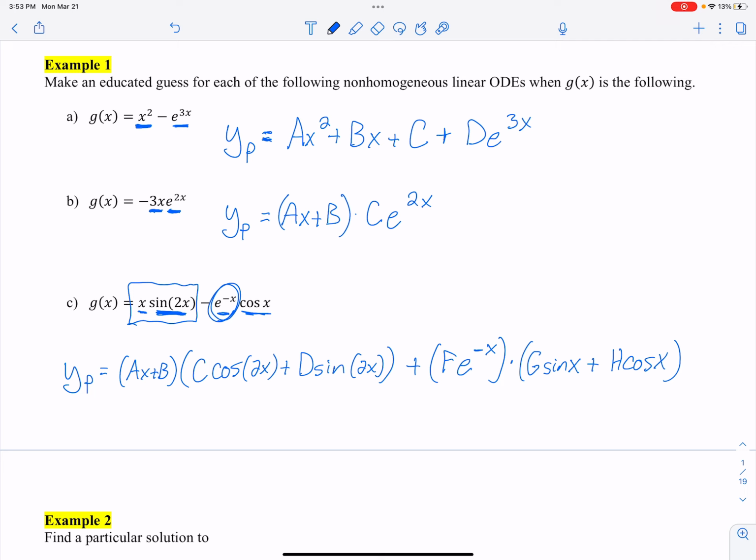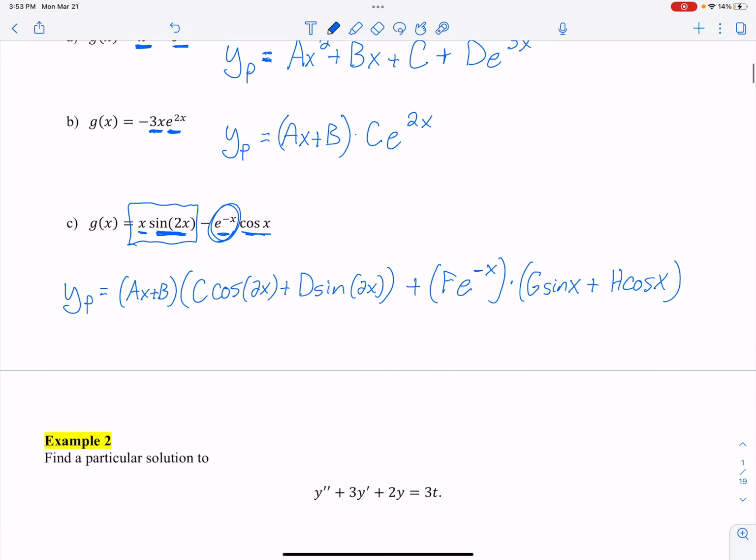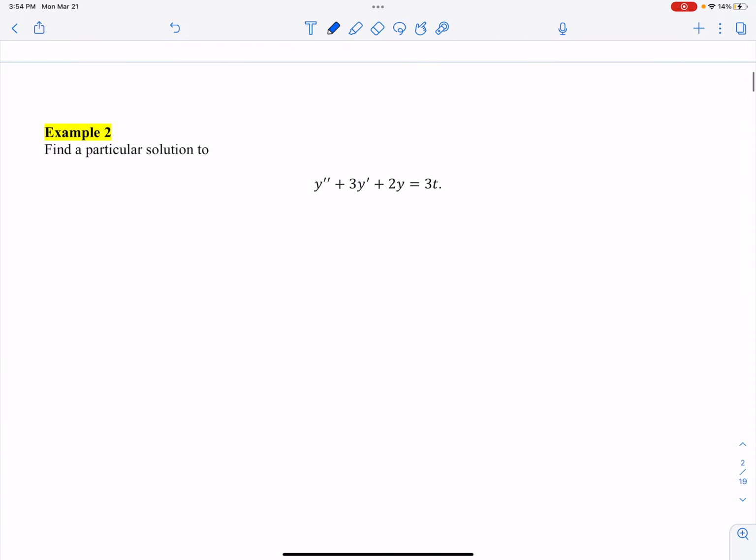These problems get nasty, and you'll see after some other examples, 2 and 3, that these guesses would be horrendous to try to figure out. So let's work on finding some particular solutions to these problems. Let's take a look at example 2.